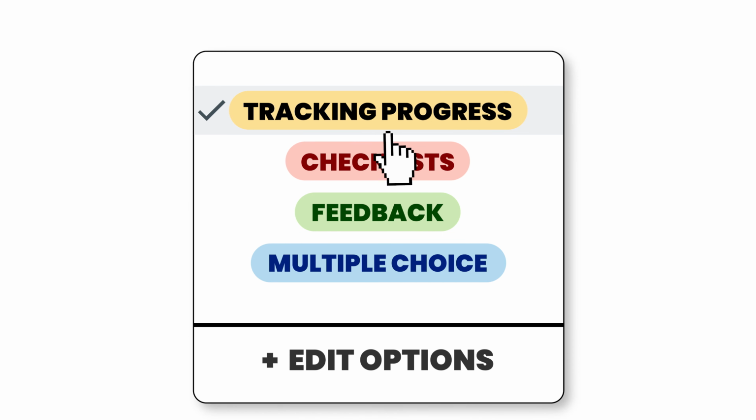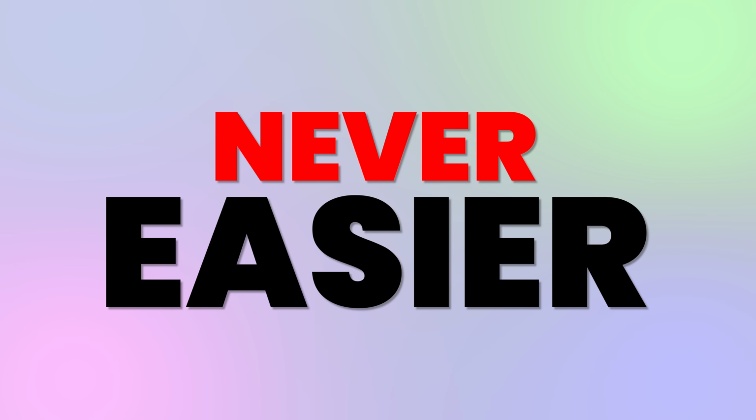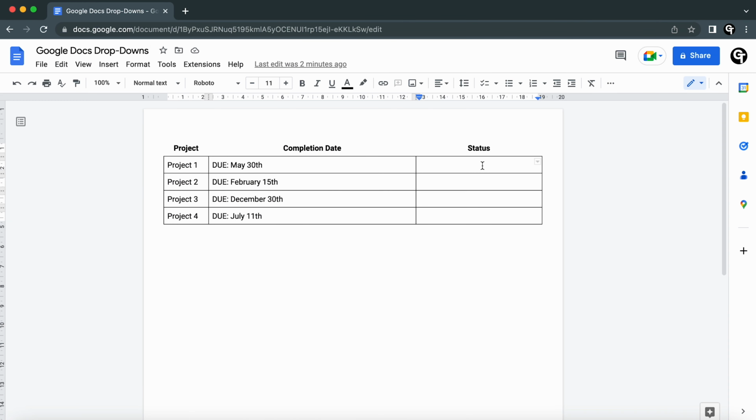Tracking progress, creating checklists, and creating multiple choice questions has never been easier in Google Docs through Dropdowns. To do this, in your to-do list, progress tracker or quiz, head on up to the Insert button at the top navigation bar and go down to where it says Dropdown.